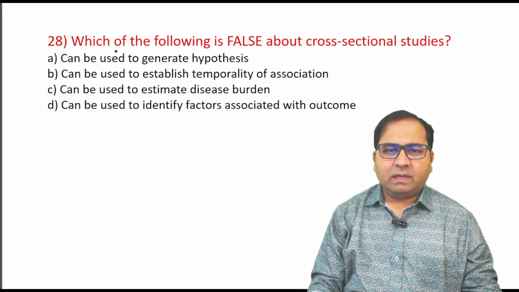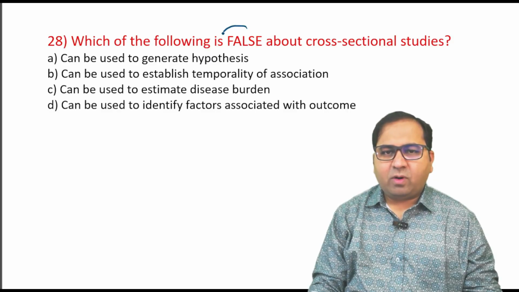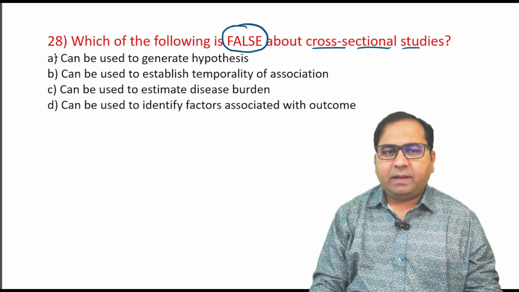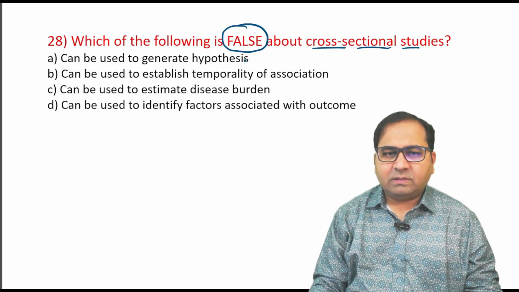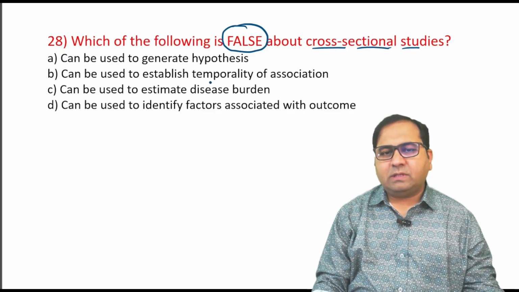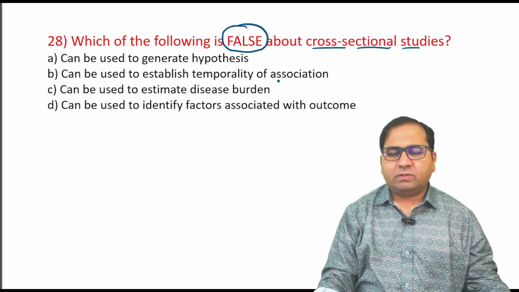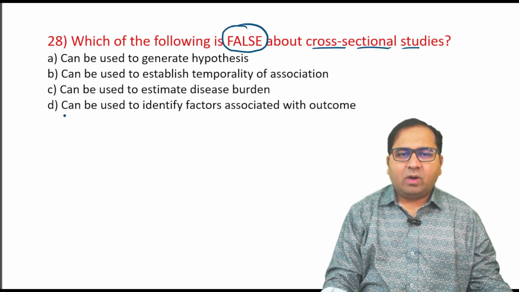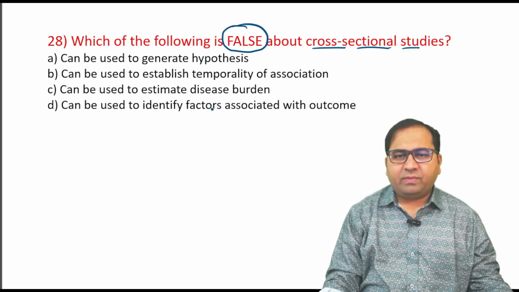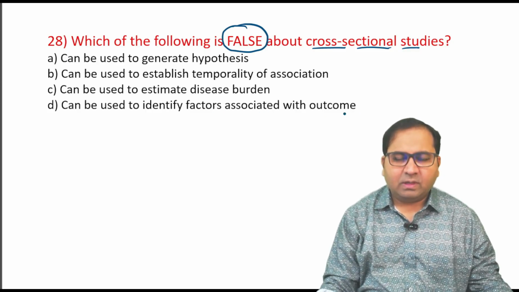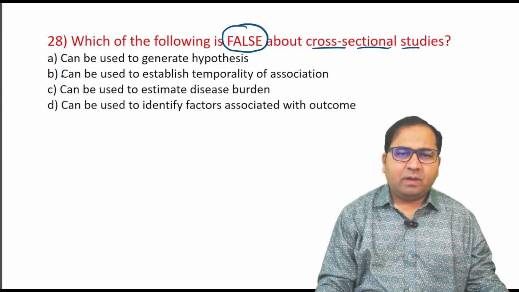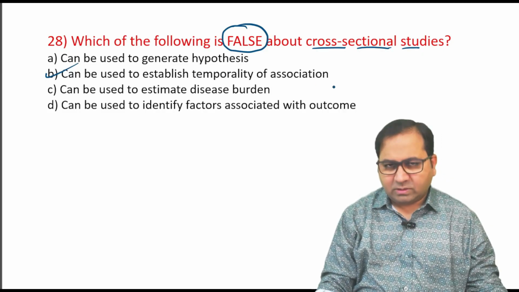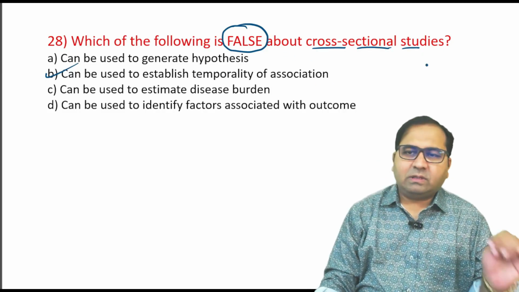Now, let us see the next question. Which of the following is false about cross-sectional studies? The options are A, can be used to generate the hypothesis, B, it can be used to establish temporality of association, or C, can be used to estimate the disease burden, or D, can be used to identify the factors associated with the outcome. So the answer for this question is B, that can be used to establish the temporality of association is false about cross-sectional studies.